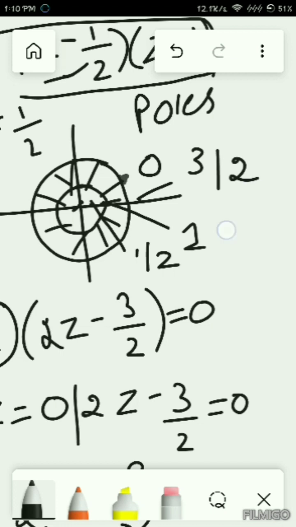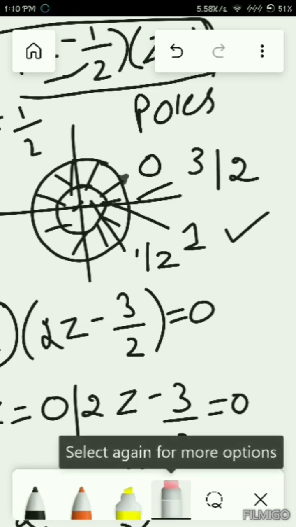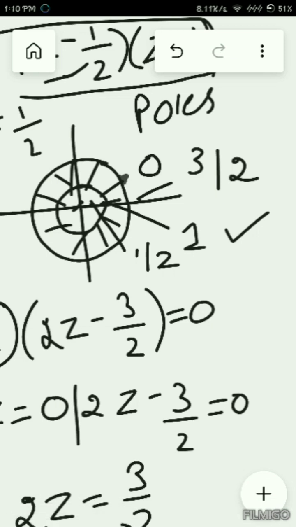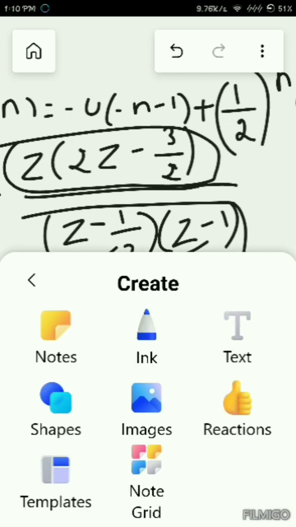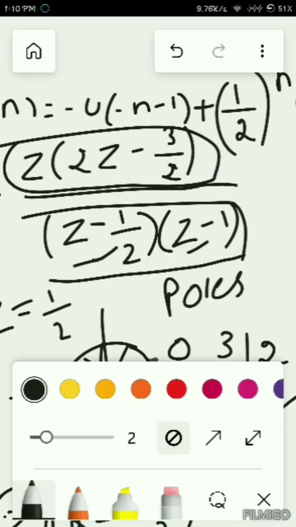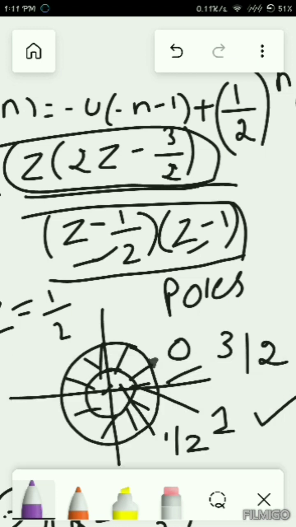So I'll just explain it to you again, so please understand the concept clearly. I'll go up and show it to you what we did here. I'll take another color here. So now here, this was the thing that we got, right? This is z into 2z minus 3 by 2 divided by z minus 1 by 2 into z minus 1. This down part is representing poles and this upper part is representing zeros, right?